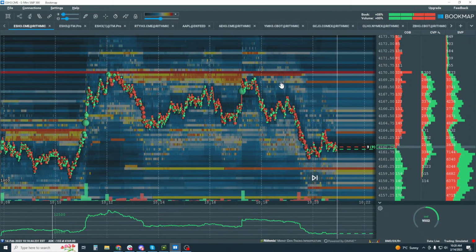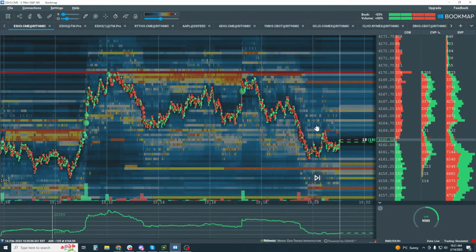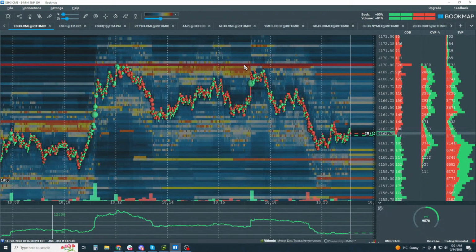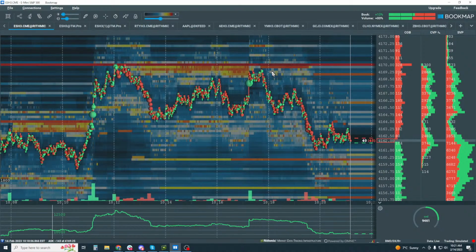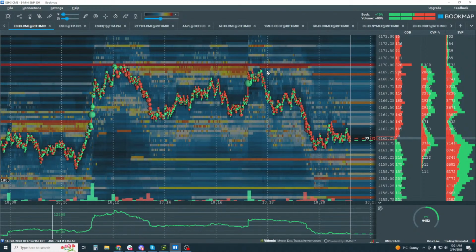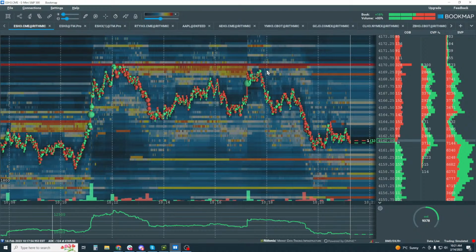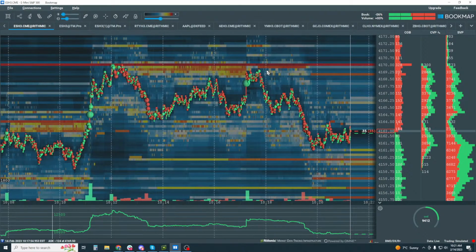Okay. So anyway, guys, I just want to go through some of these core features in Bookmap and what you can gain from it, understanding this relationship between supply and demand. Okay, this is the behavior. This is what the auction is all about here.